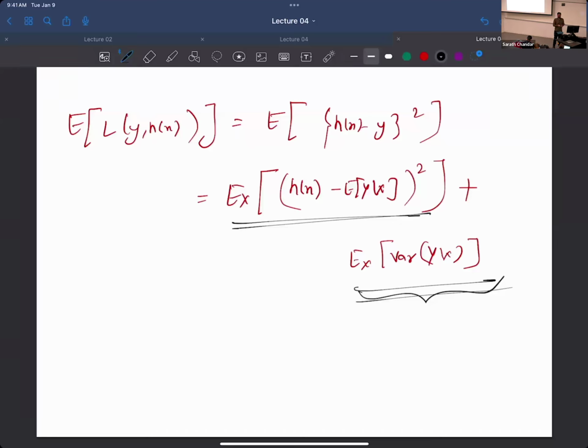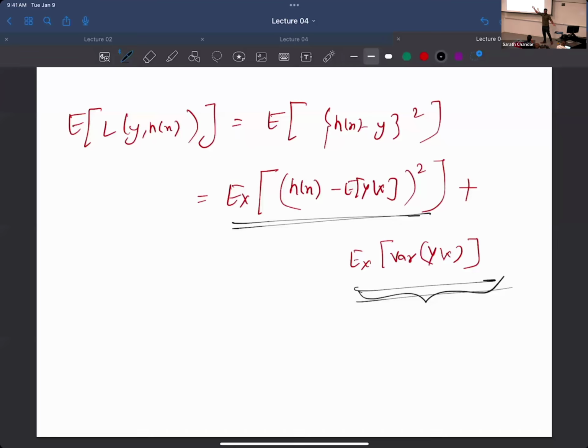In some sense, you can pick whatever model you want: linear model, nonlinear model, nearest neighbor. You can do whatever you want. You will never be able to minimize the second part. Why? Because the second part comes from nature. It comes from the fact that the problem is stochastic. I have a stochastic problem to begin with.